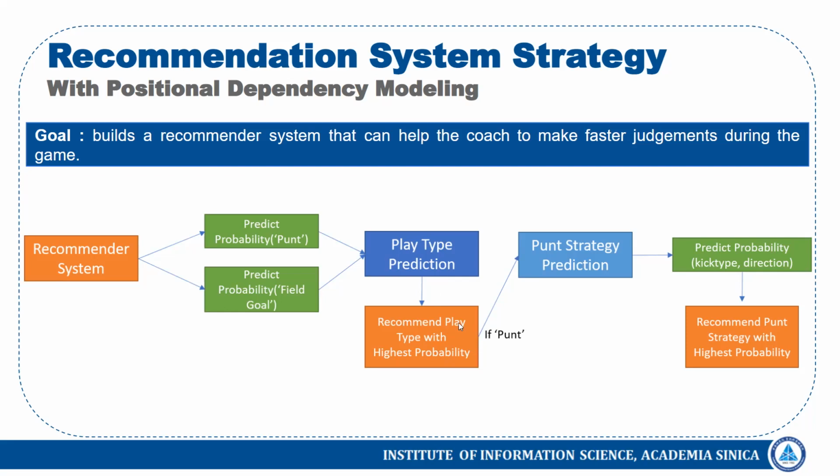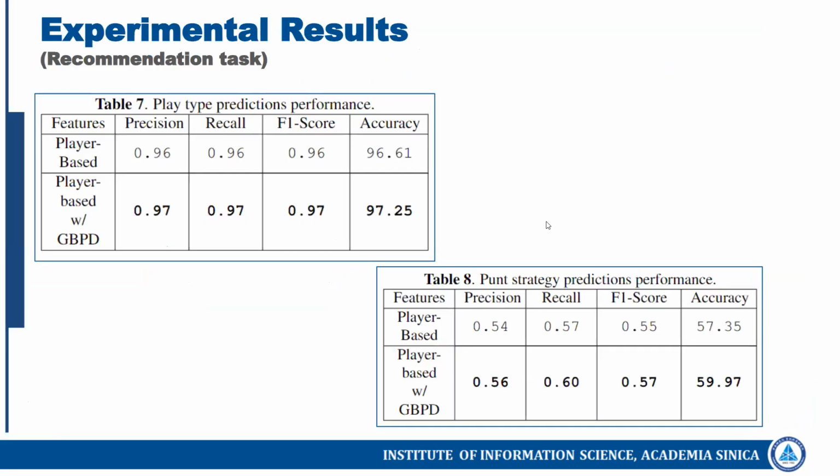If the recommended play type is punt, then it will advance to the punt strategy prediction, which predicts the probability for the several kick types and directions. And then the recommender system will recommend the punt strategy with the highest probability. And from this flow, we can observe that there are two main models in this recommender system. The first is the play type prediction, and the second is the punt strategy prediction. So here, our goal is to improve these two models.